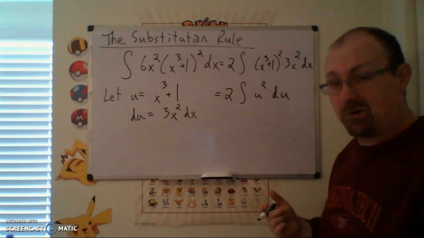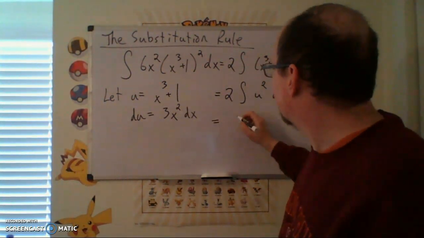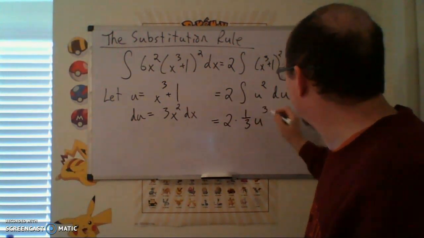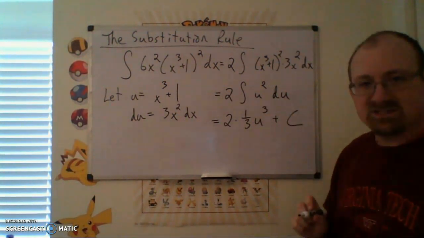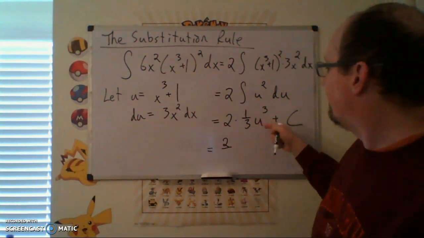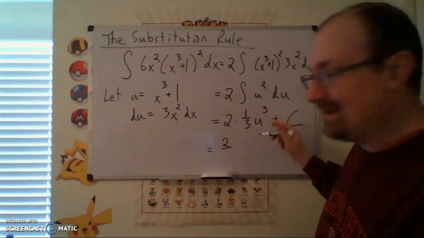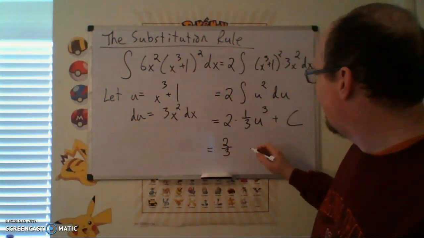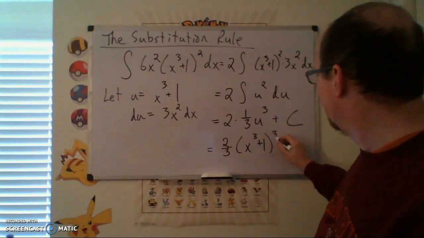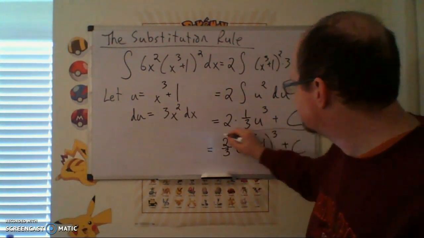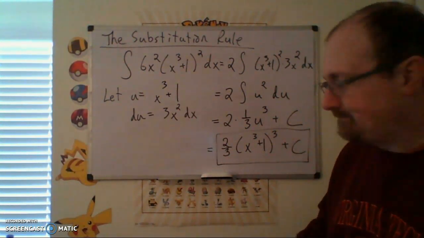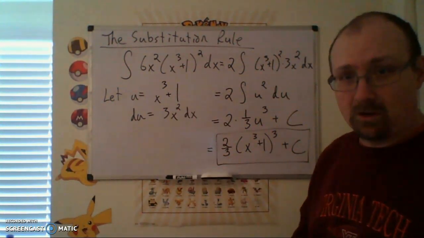2 times the integral of u squared du. Again, our friend the power rule says 2 times 1/3 u cubed plus my buddy c. So then I've evaluated the integral, convert it back into a function of x. So we have 2/3 times x cubed plus 1 quantity cubed plus c, and we are done with this one. So that's that. All right.